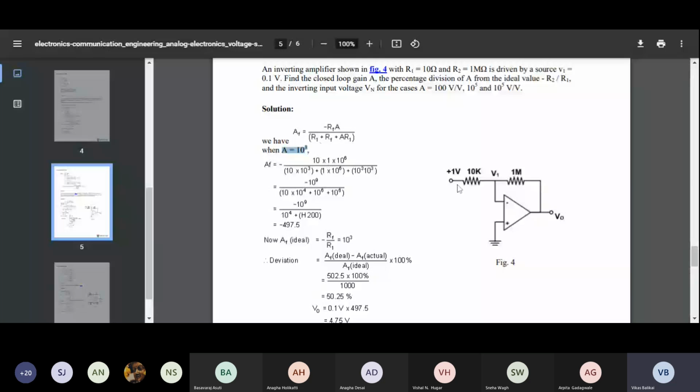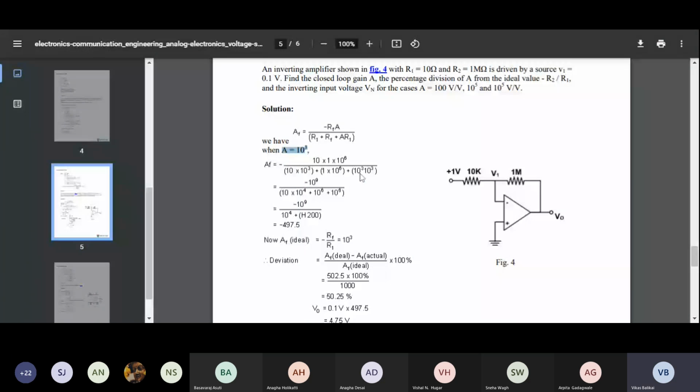Where is my R1? R1 is here, that is 10k, and RF is the feedback resistance, 1 mega ohm, and A into R1. A is 10 raised to 3, and I think he is making a lot of mistakes over here. In one portion he takes A as 10 raised to 3 and R1 as 10 raised to 3. Yeah, that's fine. That's correct.